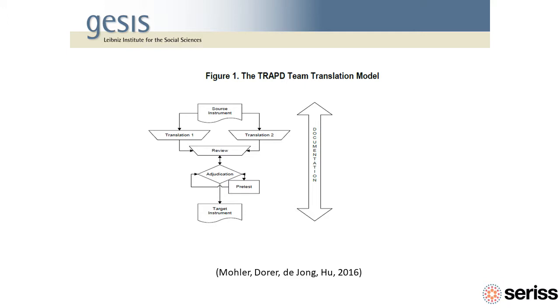And here you can see the model as it was originally developed by Janet Harkness and colleagues. And already from this small model, you see that there is a particularity. You've got a source instrument, and this source instrument or source questionnaire gets translated into 2 translations. So that is a particularity. And I'm going to talk about this now on the next slide, and I'm also talking about all the other steps that you can see in this model.